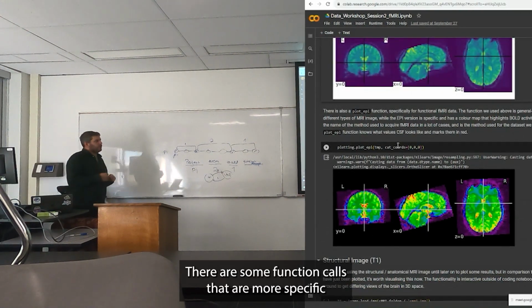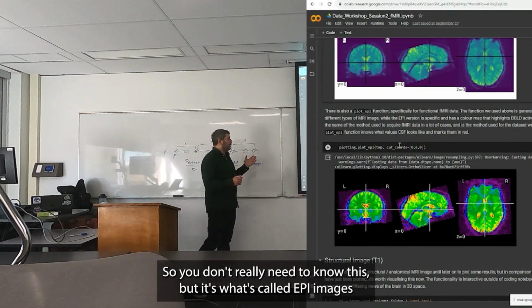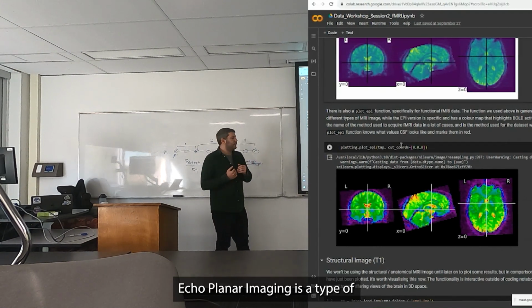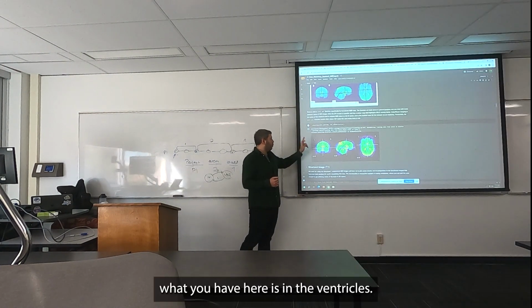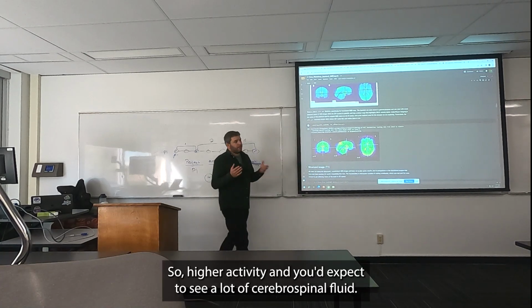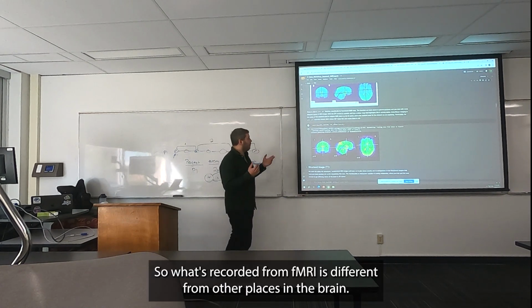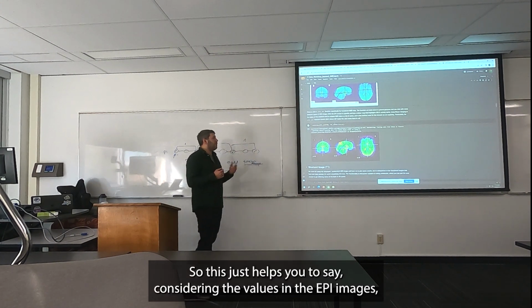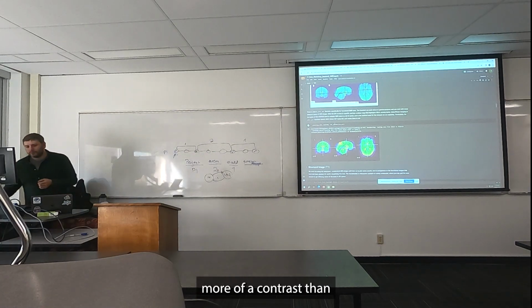There are some function calls that are more specific to certain types of fMRI data that can be recorded. You don't really need to know this, but they're called EPI images, echo planar imaging, which is a method of recording functional time series data. Here we'd expect to see a lot of cerebrospinal fluid, and this has different properties. So what's recorded from fMRI is different across a lot of places in the brain. This just helps you say, considering that we are using EPI images, if this plot reveals more of the contrasts that might be of interest to us.